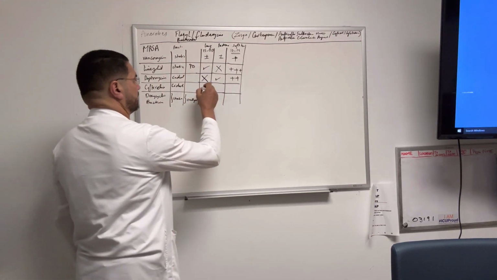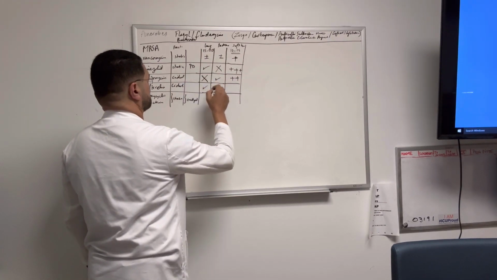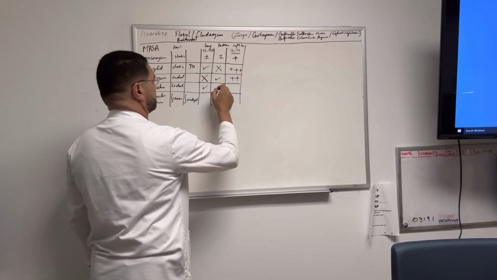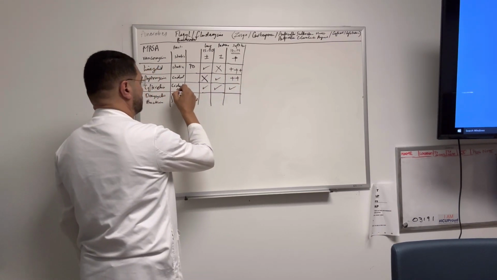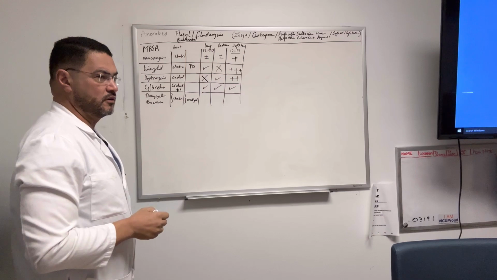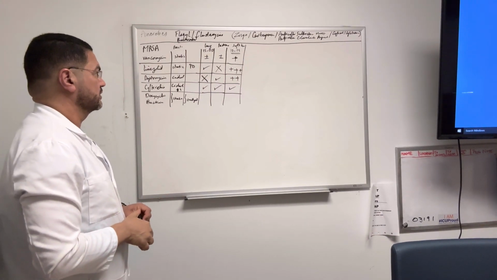Ceftaroline is good for the lung, probably as good as linezolid for the lungs. It's great for bacteremia, and it's great for soft tissue. So it's literally number one in all of those. But it's very restrictive, just because of the expense and stuff like that.